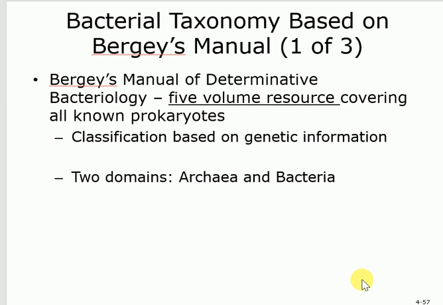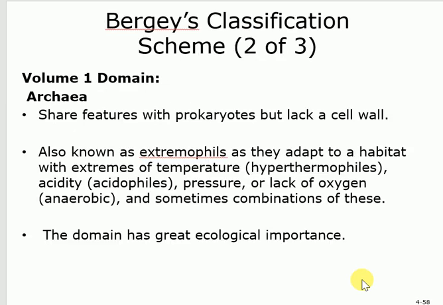There is a manual called Bergey's Manual, and this is used for that classification. They call it the five-volume resource. All prokaryotes are put in different volumes, but basically the basic classification, according to the genetic information, is either archaea or bacteria. These are the prokaryotes. So volume 1 is archaea, the domain.